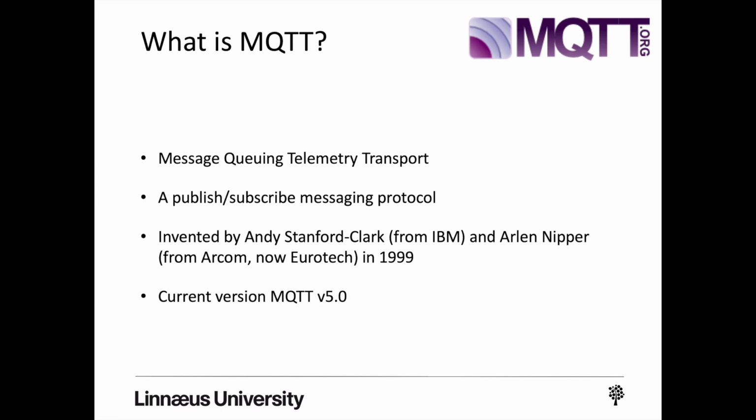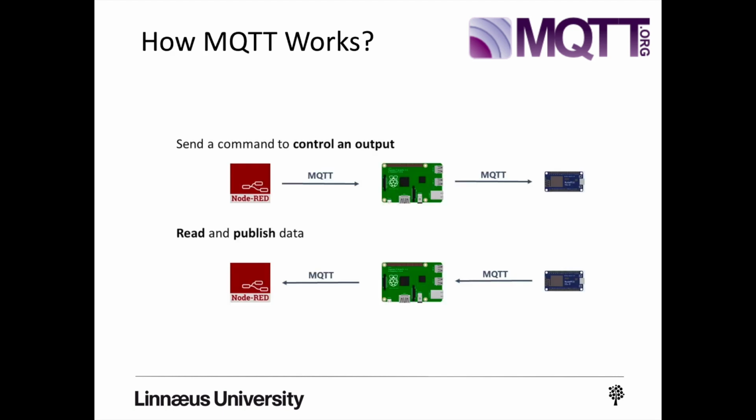These principles also turn out to make the protocol ideal for the emerging machine-to-machine, or device-to-device, or Internet of Things world of connected devices, and also for mobile applications where bandwidth and battery power are highly important. MQTT was invented by Andy Stanford from IBM and Arlen Nipper from Eurotech in 1999. The latest version of MQTT is v5.0. So how does MQTT work?